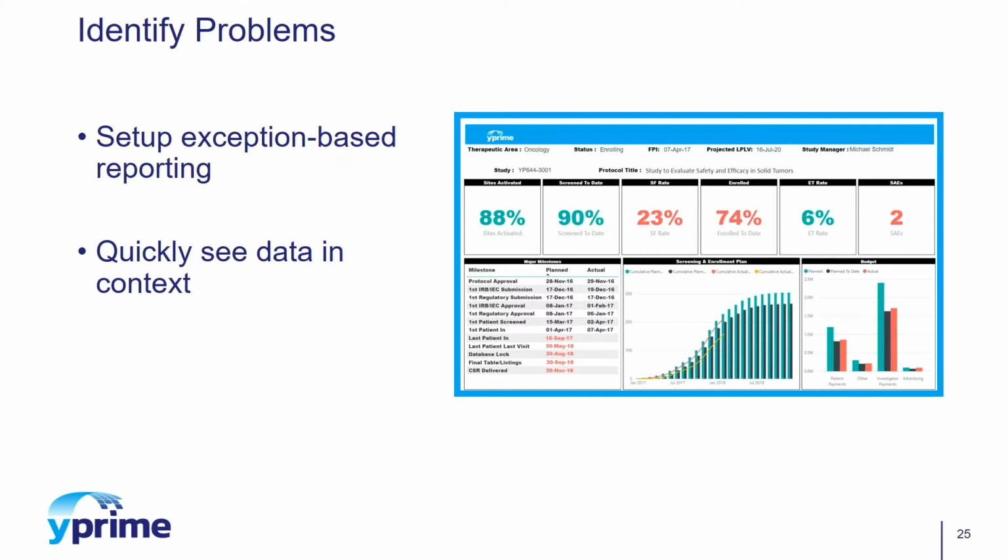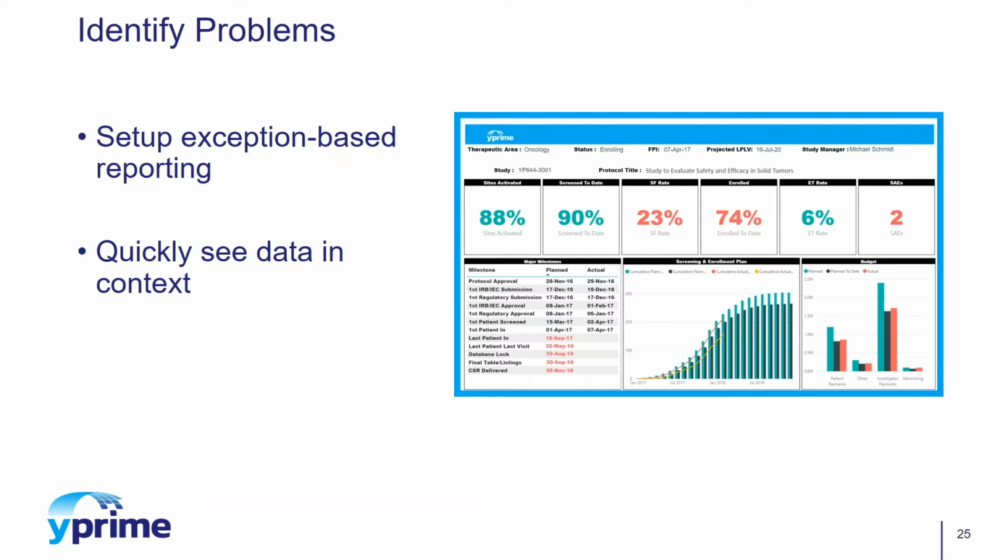Exception-based reporting allows you to focus on the errors that need attention. So if we're at 74%, then we're behind schedule. We should know that. We should be able to see that right away. This might mean that your database lock is going to be pushed out by 3 months. It also might mean that your total budget is higher than expected. At this rate, you might be exceeding your budget by 25% by the end of the study.